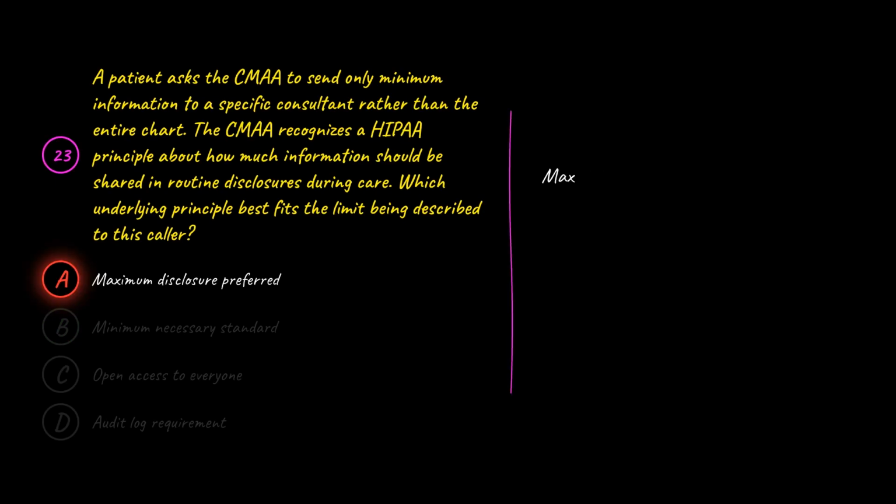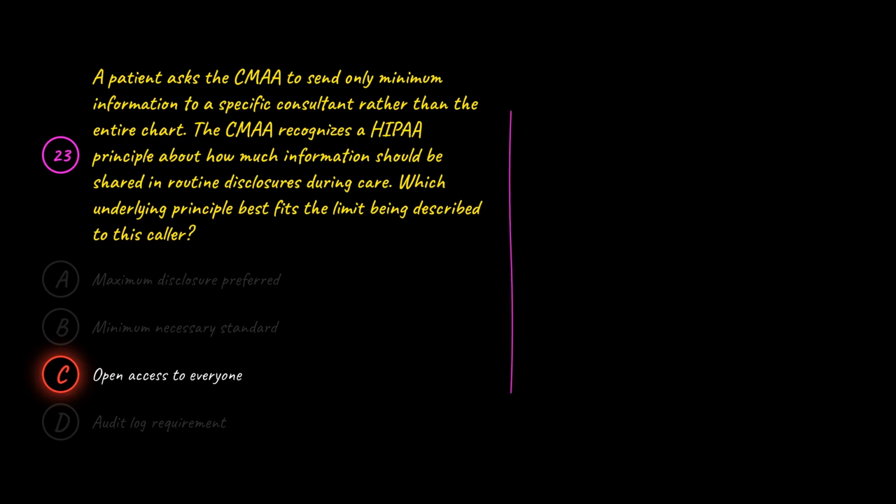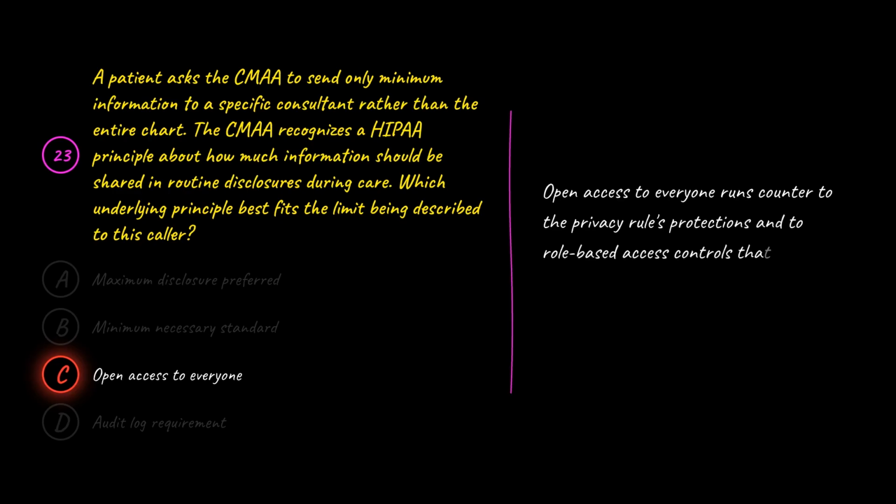A is wrong because maximum disclosure is not the rule. The privacy rule was built around a minimum necessary standard precisely to prevent unnecessary sharing of protected information beyond what the purpose actually requires. C is wrong because open access to everyone runs counter to the privacy rule's protections and to role-based access controls that limit who can see what within the chart for compliant operations.